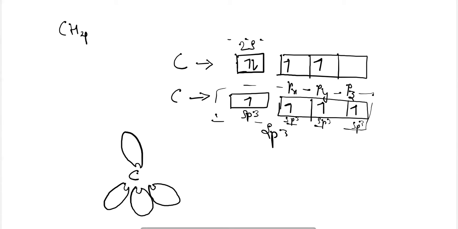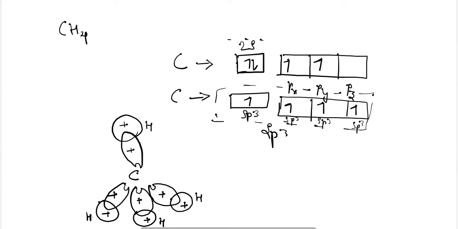Okay, this will become the shape for the carbon atom here, and four hydrogen atoms will form head-on overlapping with the four hybrid orbitals of the carbon, and they will form CH4.